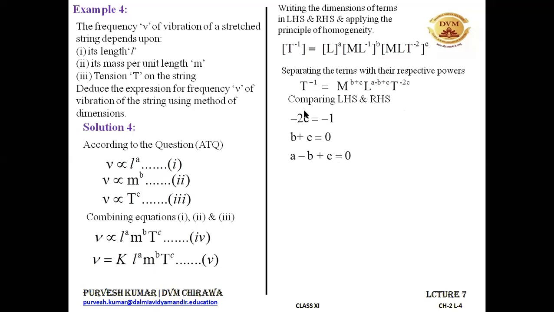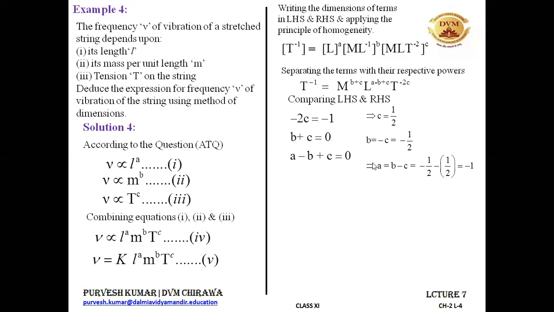From this I can get the value of C, that is C equal to half, and from this I can get the value of B, that is B equal to minus C. All right. So from the first equation, C comes out to be half. Now from the second equation, B is equal to minus C. And C value I have just obtained, C equal to half, so I can put the value of C, and B becomes equal to minus half.